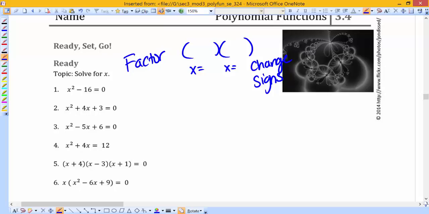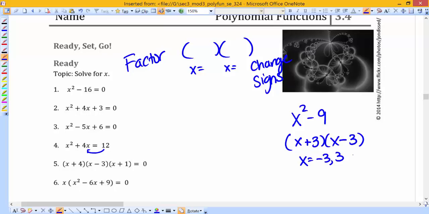So please don't forget that you need it in standard form, which means, for example, in 4 the 12 has to be moved over. Let's say I have x squared minus 9, so this is an example like number 1. This would factor to x and x. And then how do I break apart the 9? 3 and 3. Well, since there's nothing in the middle, they have to cancel completely, which means one has to be plus, one has to be minus. Then I would set these equal to 0. Shortcut, you change the signs, and x equals 3 and negative 3.